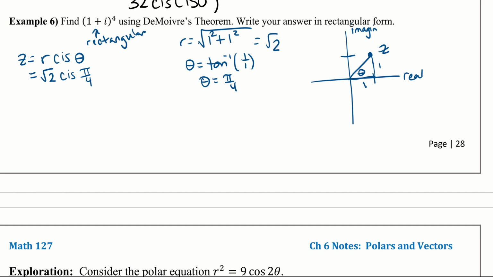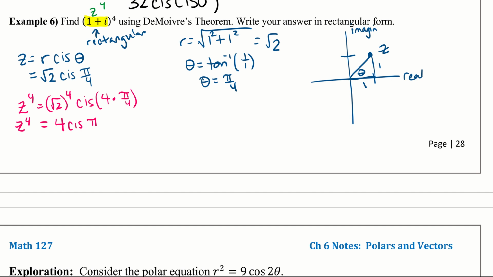And I now want to take this, remember this is essentially z, I'm essentially finding z to the 4th power, that's what I'm doing. So if I used de Moivre's theorem, z to the 4th power would be root 2 taken to the 4th power, and then cis, and I want to take my argument and multiply it by that power of 4. So root 2 to the 4th power would be root 2 times root 2 times root 2 times root 2, which is 4. And then cis of pi. That's what z to the 4th is.